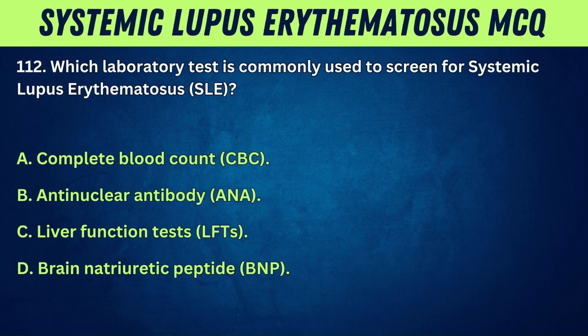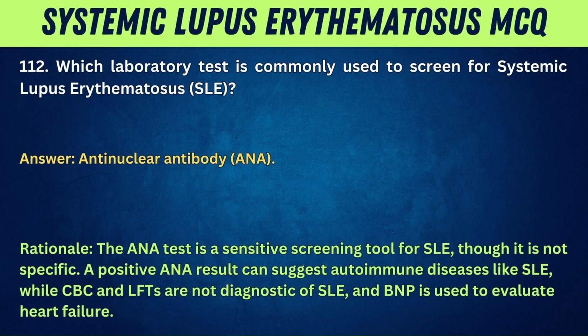112. Which laboratory test is commonly used to screen for systemic lupus erythematosus, SLE? A. Complete blood count, CBC. B. Antinuclear antibody, ANA. C. Liver function tests, LFTs. D. Brain natriuretic peptide, BNP. Answer: antinuclear antibody, ANA.